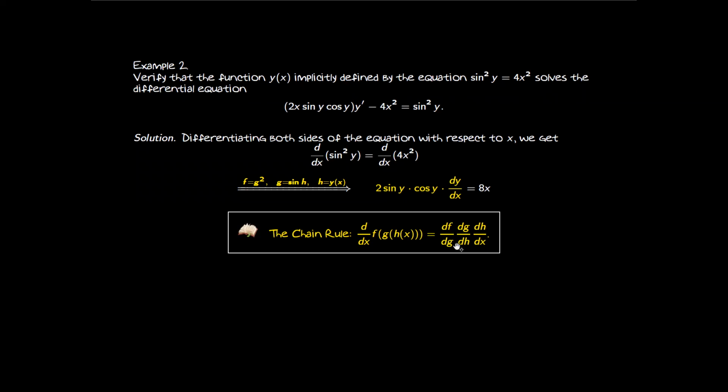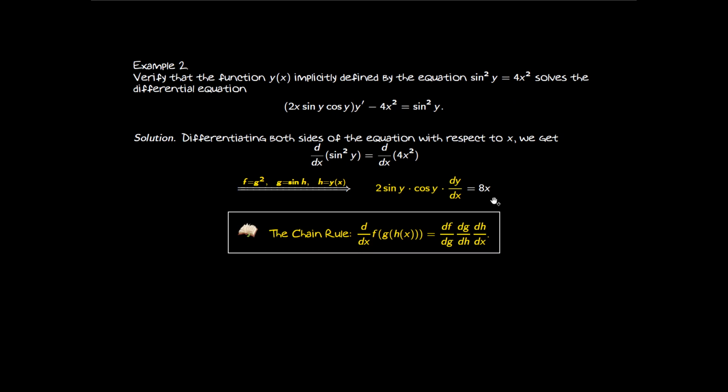For the middle level, dg/dh is the derivative of sine, which will be cosine. Finally, the innermost level gives dh/dx, which is dy/dx. That will be the derivative of the left-hand side. The right-hand side is straightforward. We know this is a power, so its derivative is simply 8x.